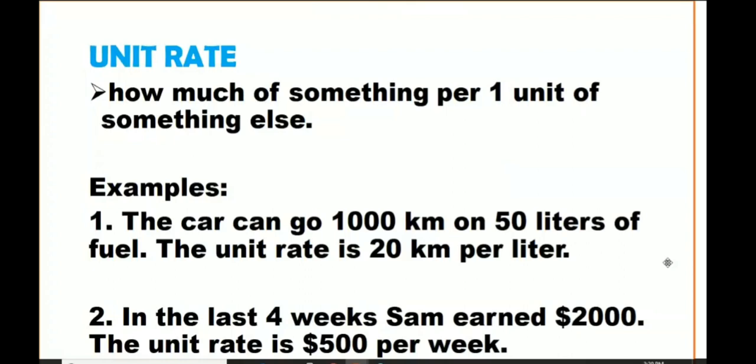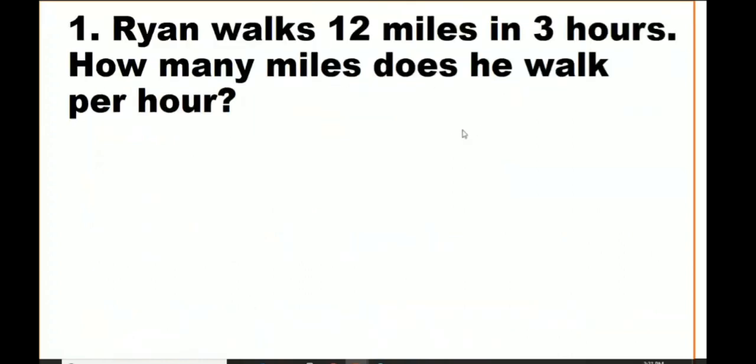Okay? So let's now have our first problem. Number 1. Ryan walks 12 miles in 3 hours. How many miles does he walk per hour? So every 1 hour. The unit rate here is dividing 12 by 3, and that is 4. Ryan can walk 4 miles per hour. You can write per like that. Right?